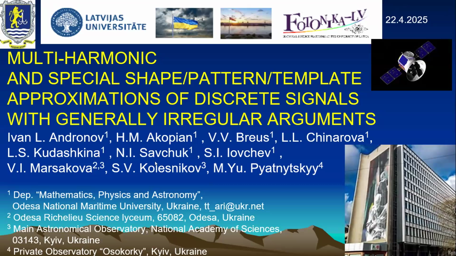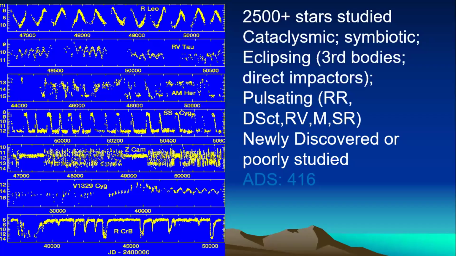So we have a group who applied these methods, and I would like just to remind that there are many types of variable stars, 70 at least, and mixes of them. Here we see only 7. But anyway, we see that there is no sinusoidal variation. This is very rare for astronomical signals.